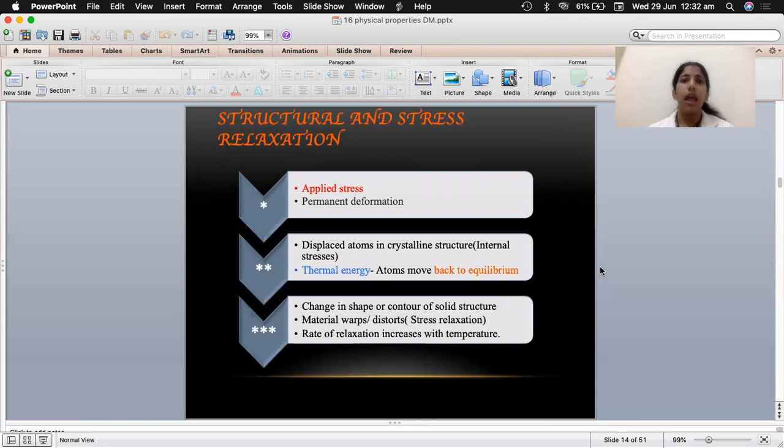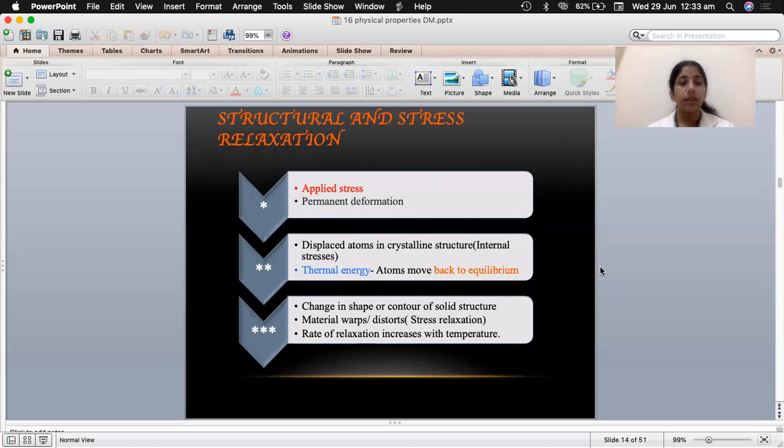Next is structural and stress relaxation. As we discussed earlier, for any applied stress, some materials act as plastic and some behave as elastic. Elastic means there is no permanent deformation: once the stress is removed, the material bounces back to its original shape. Plastic materials, once the stress is removed, won't come back to their original form. They are permanently deformed. That is plastic and elastic deformation.